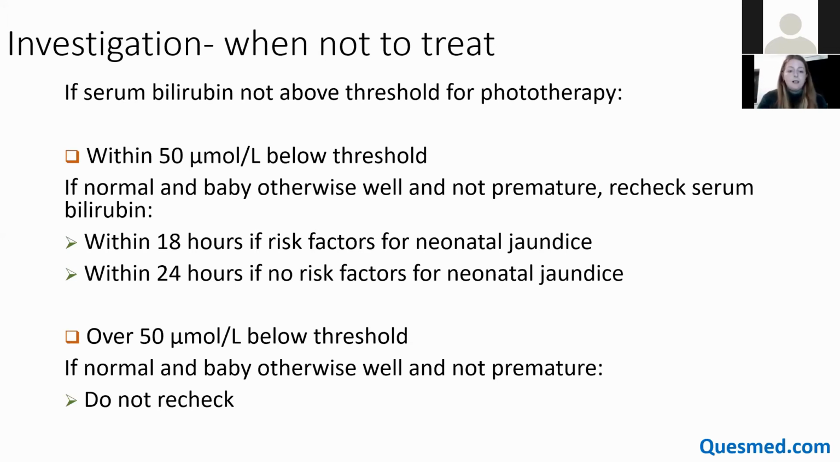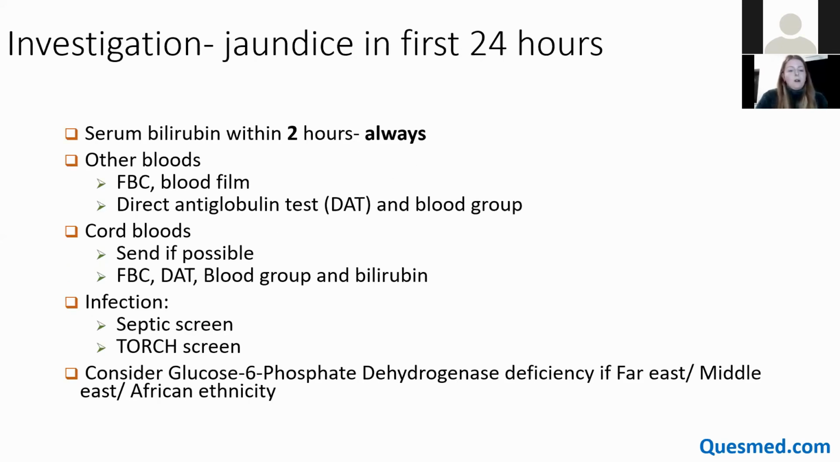Okay, so investigations: other things other than just checking the bilirubin that you would do for a baby that presented as jaundiced within the first 24 hours of life. You're always going to check the serum bilirubin. You would never try and check it transcutaneously, and you want to check it within 24 hours of the jaundice developing, ideally. It's basically ASAP.